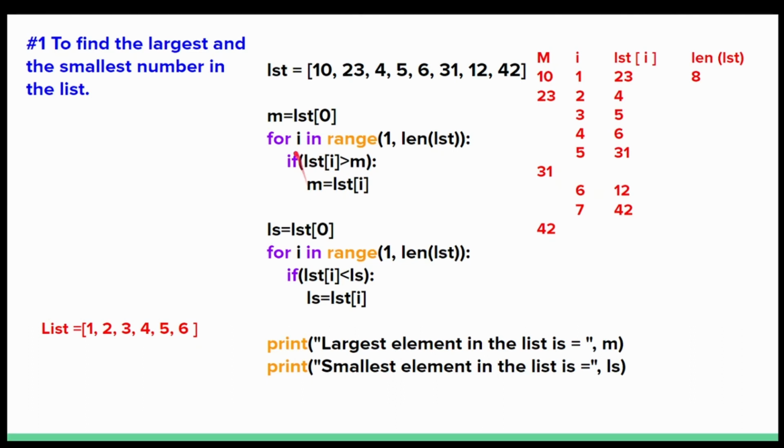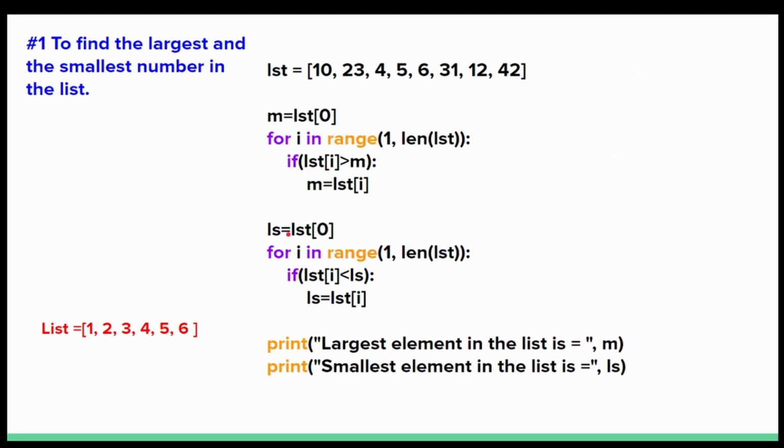So when the program execution will come out from the loop, m will contain the largest element of the list in this way. Now let's see the smallest element, how to find. Okay, so here ls variable is declared which will hold again the first element of the list, and again in the next statement for loop is running which will run from 1 to len of lst, that is 1 to 7. And here I'm checking whether the ith element of the list is less than ls or not. In place of greater than, I'm checking less than value. If the ith element is less than ls, what we will do, we will store that element into ls.